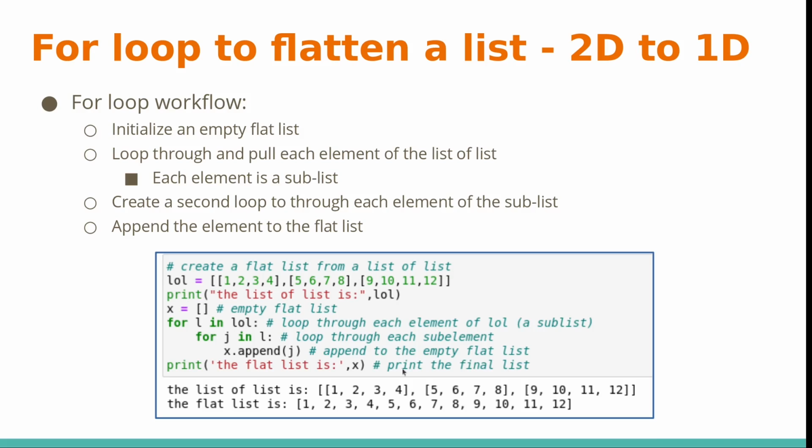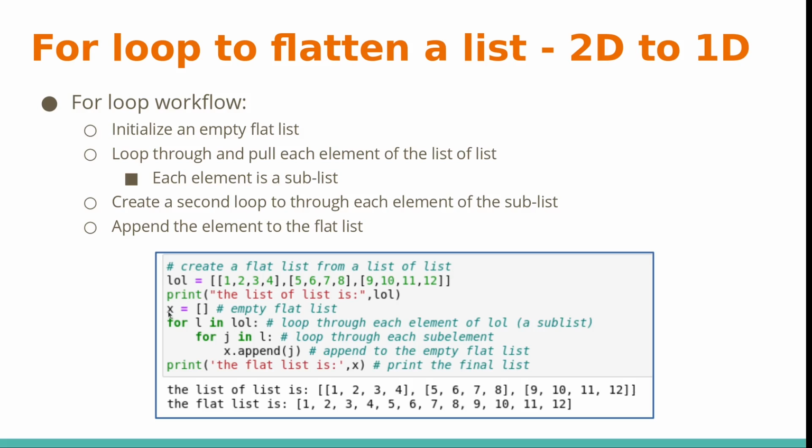So I have my list of lists. I labeled it LOL, and here I have 1, 2, 3, 4, 5, 6, 7, 8, 9, 10, 11, 12, which are the three elements of my list LOL. So what I do is I initialize. If I print this list, I'm going to see it as 1, 2, 3, 4, 5, 6, 7, 8, 9, 10, 11, 12, just the way it was written.